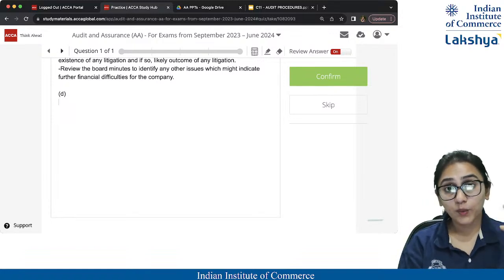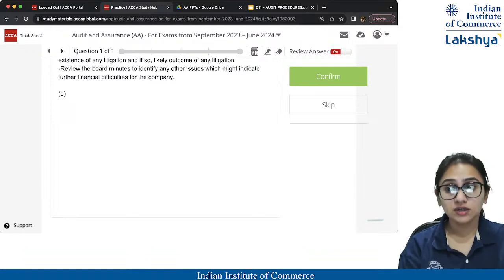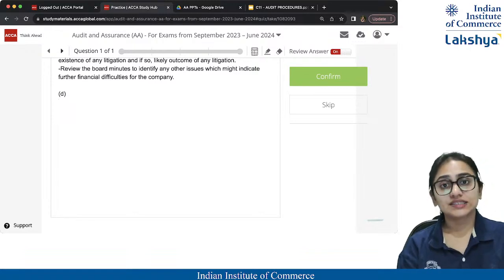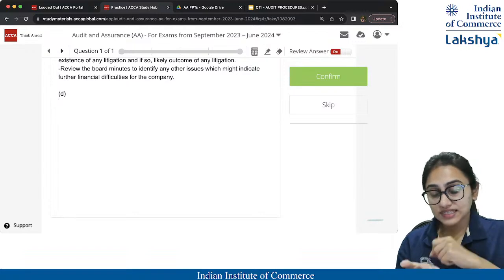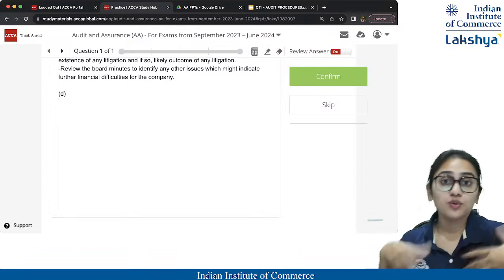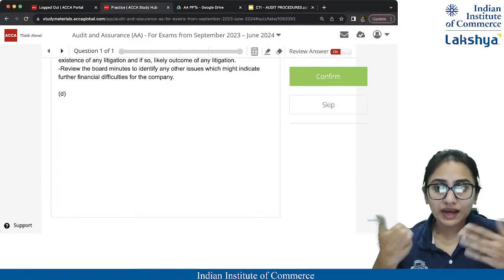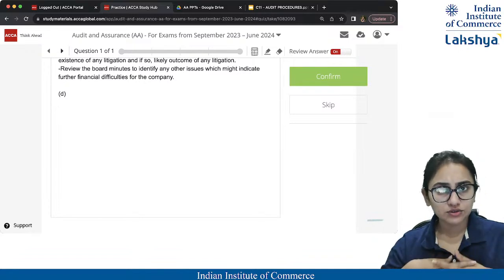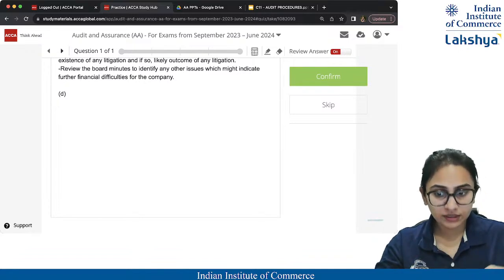Now, if the bank will renew the overdraft facility or not for next year, we will come to know about it in next year only. While I'm signing the auditor's report, I will not know what the bank will do next year. The bank can agree also, the bank cannot agree also. So how will I know? Okay.